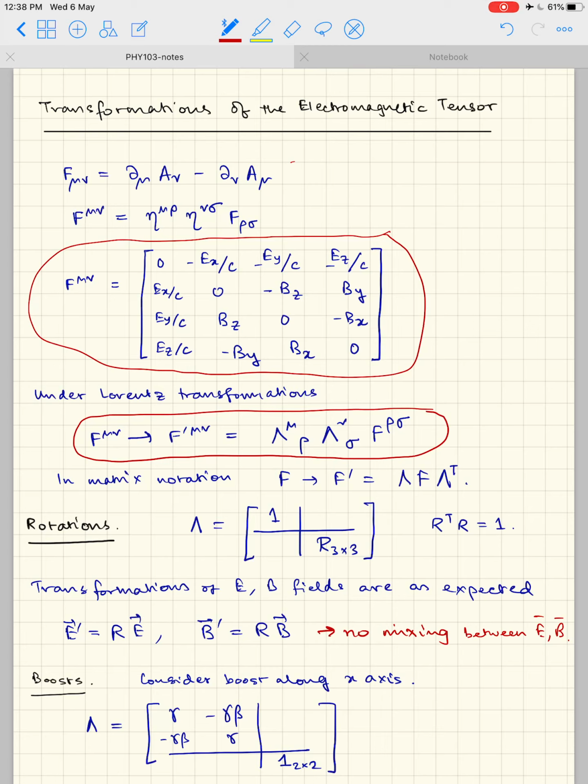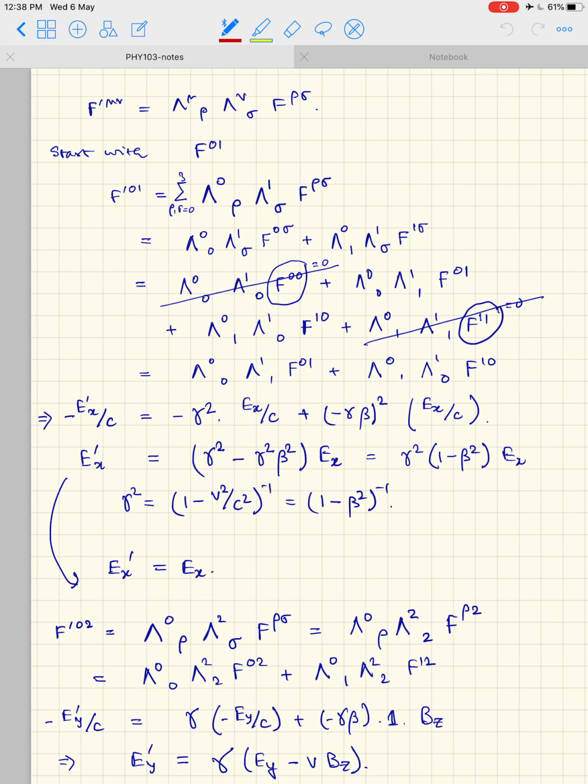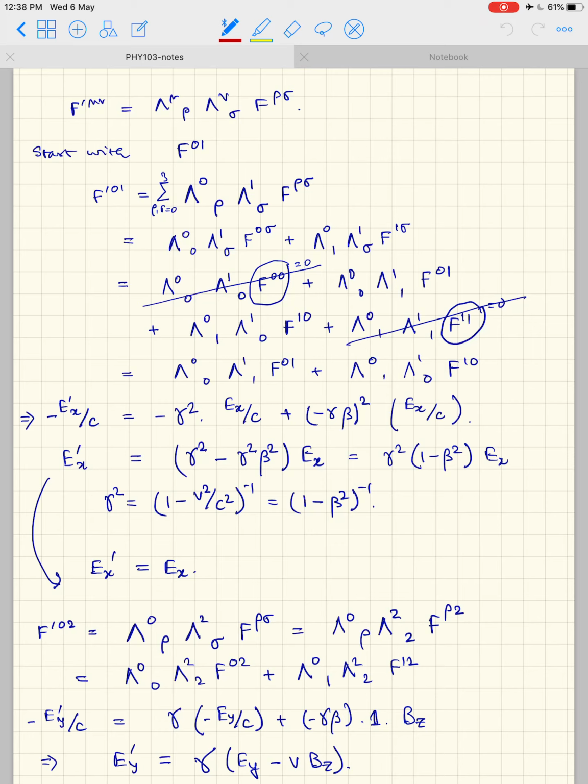When we looked at rotations, which is something left for you as homework, we just recovered that the electric and magnetic fields are rotated amongst themselves. There is no mixing of electric and magnetic fields. But when we then looked at boosts along the x-axis, we carefully looked at this particular transformation law and tried to figure out what the transformation would be. So let me briefly take you through that. So this was the transformation law. Remember that there are sums.